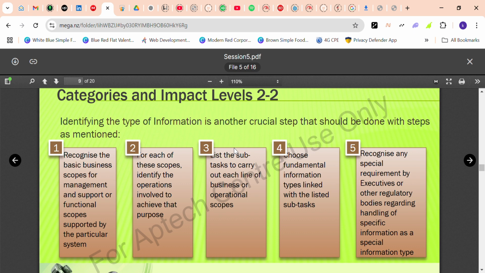One is to recognize the basic business scope for management and support, or the functional scope supported by the particular system. What is the business service? Like in a bank, we know that they're into finance, right? Oil and gas, they are into oil business and they have clients they work with, their staff and the rest. And then a medical hospital works with their patients' records. Are you getting it?